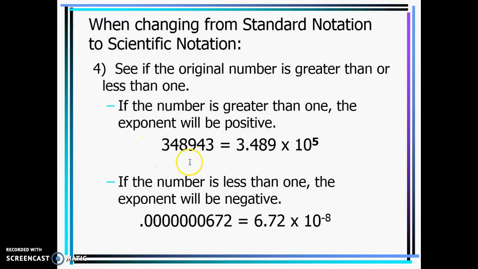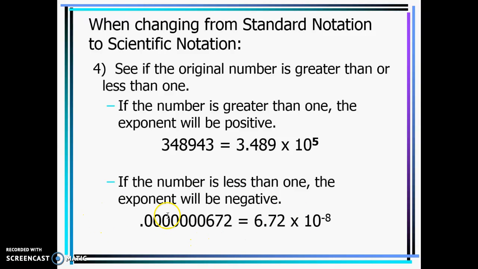Since this number is greater than 1, I know that my exponent is going to be positive. My decimal point is in the back, and I want to make this number a number between 1 and 10, so I'm going to move it between the 3 and the 4, which means I'm moving it 1, 2, 3, 4, 5 times. So you would have 3.489. Again, you can round to 2 decimal places, so 3.49 would suffice, times 10 to the 5th power.